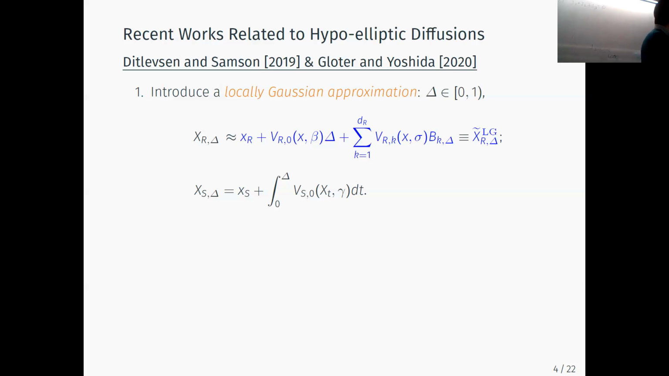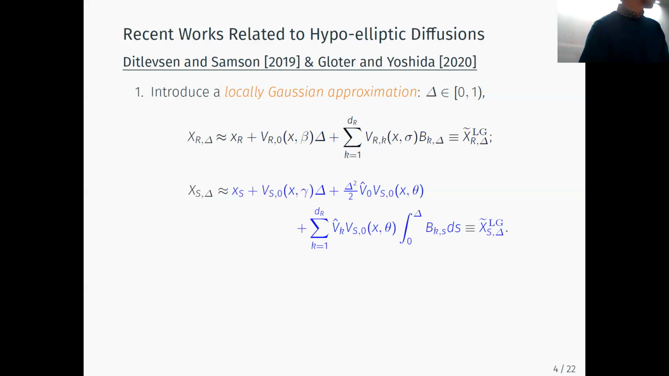And so let's see the smooth component. If we apply the same thing to the smooth component, we have a problem. We have trouble, because this is not driven by Brownian motion. So there is no stochasticity if you apply the same approximation. So in their work, they consider the higher order stochastic Taylor expansion applied to the V_0.